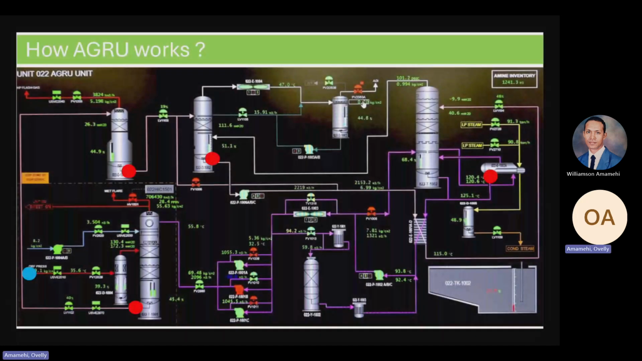And how does AGRU work? First of all, the feed gas from the ORF enters the first equipment, the knockout drum. In the knockout drum, there is a separation process. The light hydrocarbon is separated from the heavy hydrocarbon. The heavy hydrocarbon exits from the bottom of the knockout drum and goes back to the ORF.